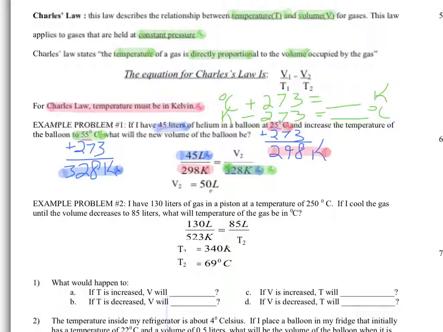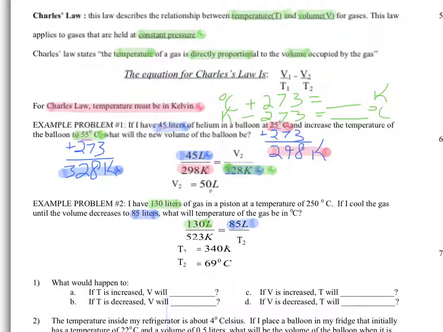For example, problem number 2: I have 130 liters of gas in a piston at a temperature of 250 degrees Celsius. If I cool the gas until the volume decreases to 85 liters, what will the temperature be in degrees Celsius? So 130 liters at 250 degrees Celsius. Those two numbers go together. And it says I'm starting with that because I cool the gas. So this is my starting volume. I plug that in. This is my final volume.